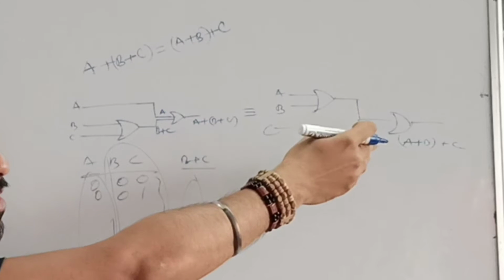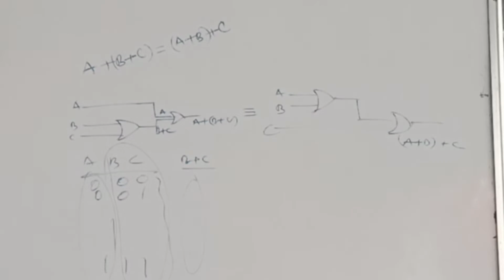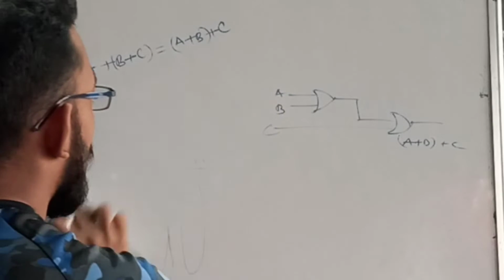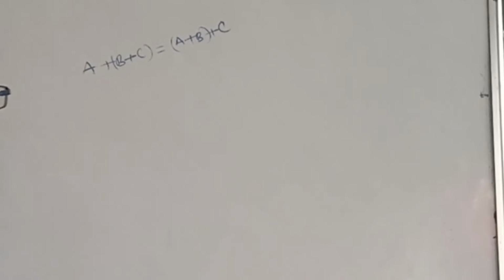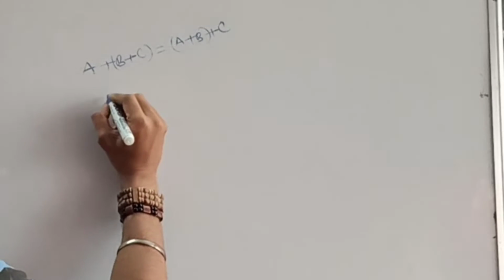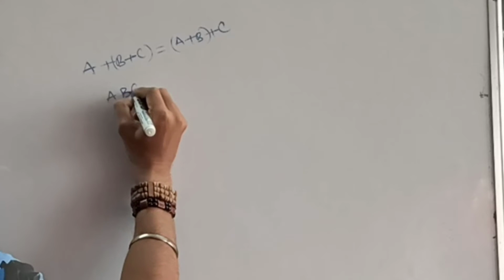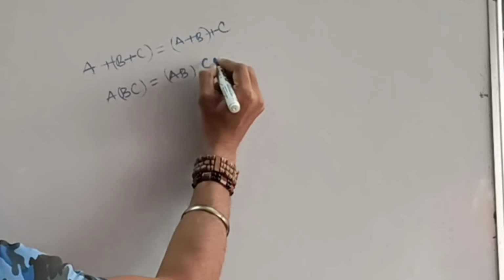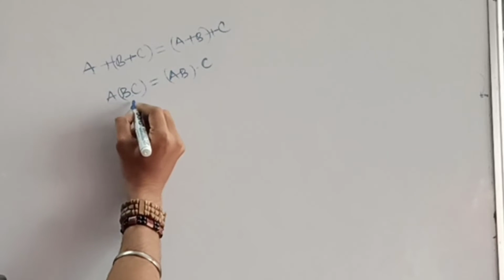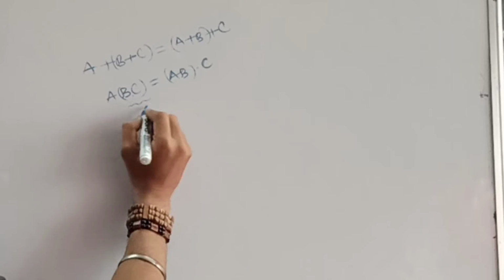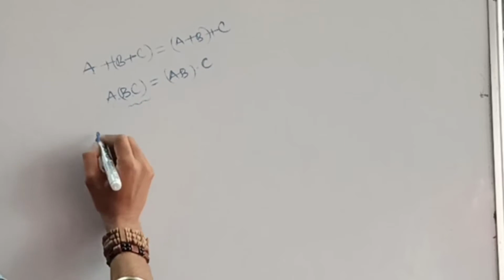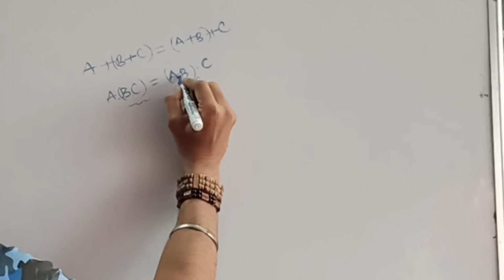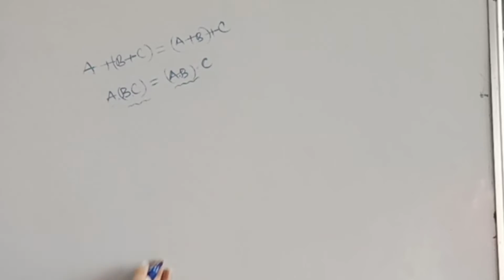A plus B plus C is nothing but A plus B first combined, then C. This is the associative law of addition. Then the second one is multiplication. It means A into BC is nothing but AB and C. It means first I am doing the AND operation of BC, then I am doing AND with A.